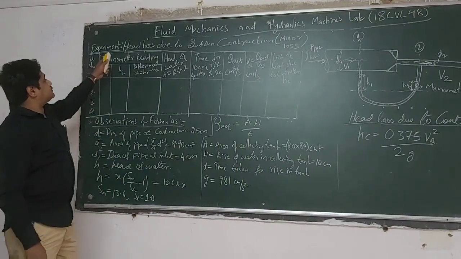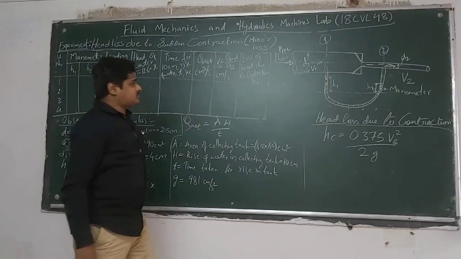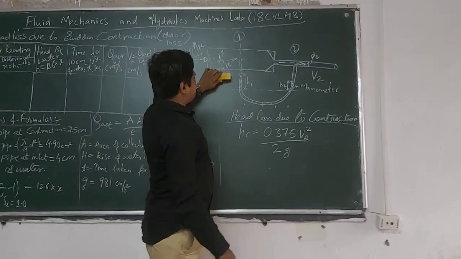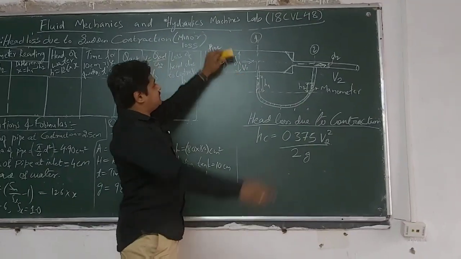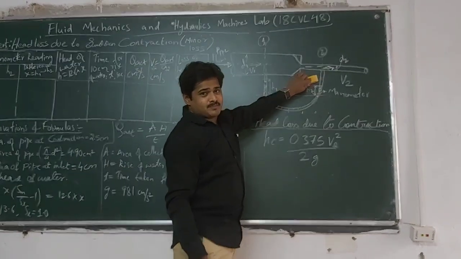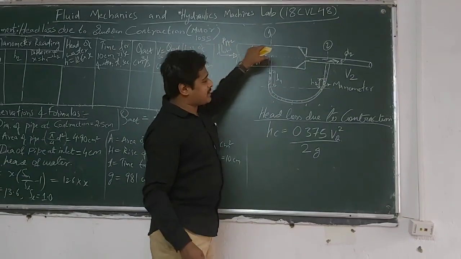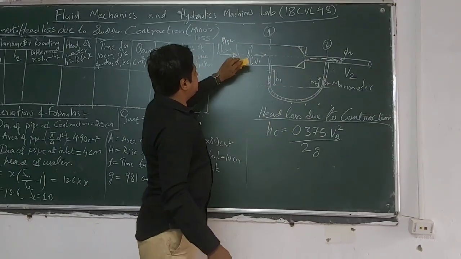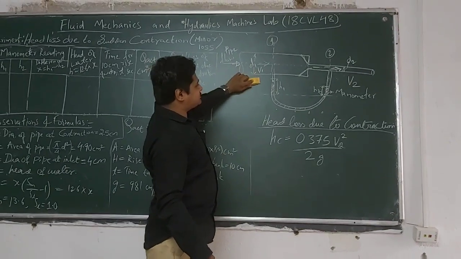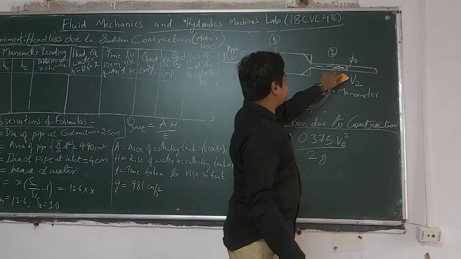Okay, we'll proceed to the next experiment. It is head loss due to sudden contraction. So this is the diagram of how the pipe looks. We will have two pipes, one a normal pipe and a contracted pipe attached to it. In the contracted pipe, the diameter of the pipe decreases. Here the normal pipe diameter is 4 centimeters and after contraction the pipe diameter is 2.5 centimeters.